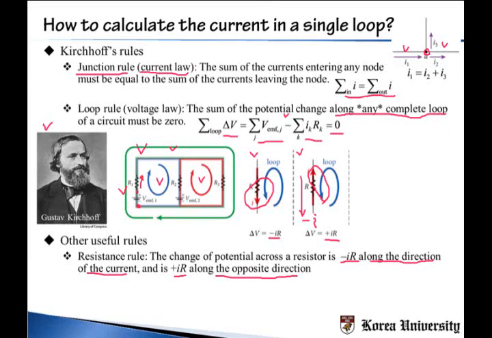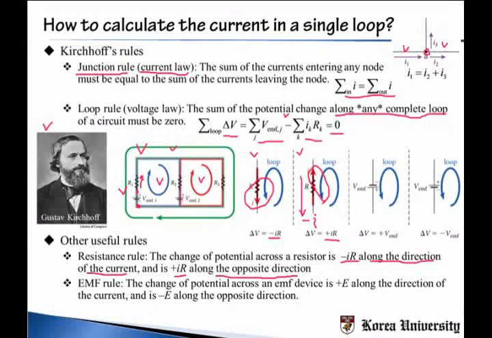And then there's another rule called the EMF rule. This is again actually nothing new. If you go through the EMF device from the negative terminal to the positive terminal, then of course the potential change will be plus EMF. But it happens in some cases that you may have to go through the EMF device from the positive terminal to the negative terminal. Then of course it has to be minus EMF. These are the simple rules, but something you always have to follow.